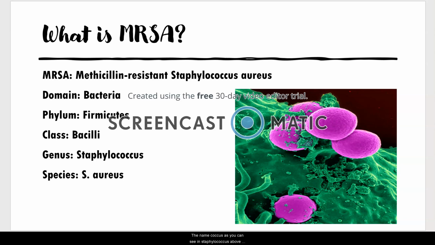The name coccus, as you can see in Staphylococcus above on genus, refers to the shape of the organism, which indicates that it is conical or spherical in nature. There are various strains of this organism. However, I will be focusing on this particular species that throughout time has developed multiple drug resistance to beta-lactam antibiotics, known as MRSA.